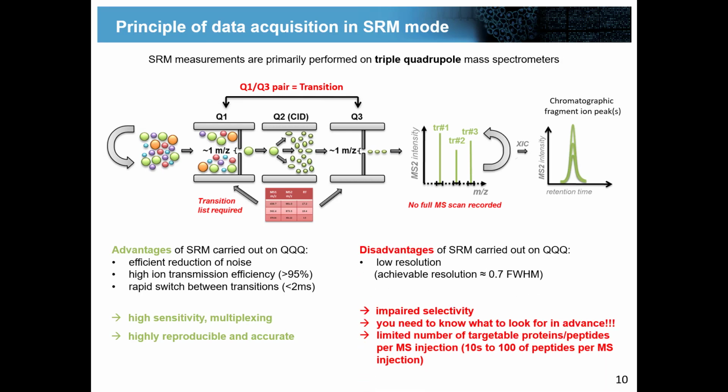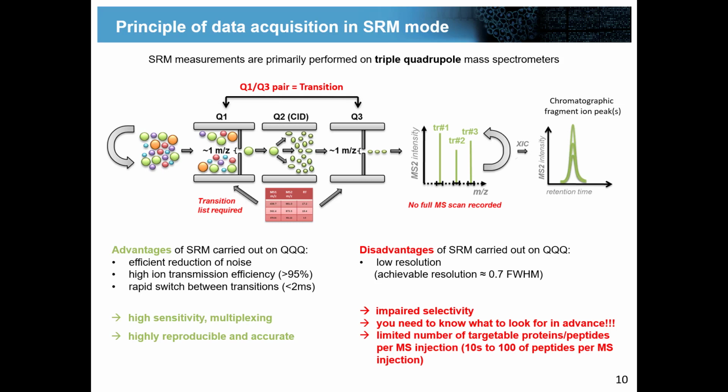The disadvantage of triple quadrupole mass spectrometers is their low resolution. Especially compared to the high mass accuracy, high resolution TOF or Orbitrap mass analyzers, this unit resolution of a quadrupole is really poor. And that's why the selectivity of an SRM measurement on a quadrupole can be potentially lower than the selectivity you can, for example, achieve in PRM mode on a QTOF or a Q-Orbitrap mass spectrometer. So there can be issues with selectivity in SRM.